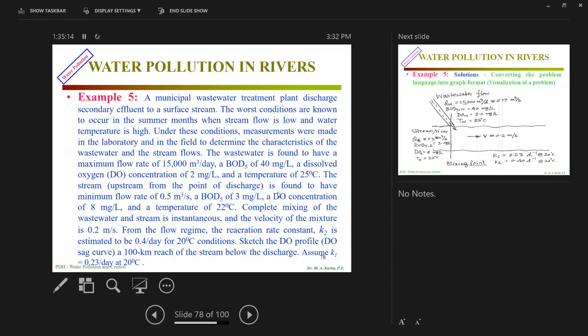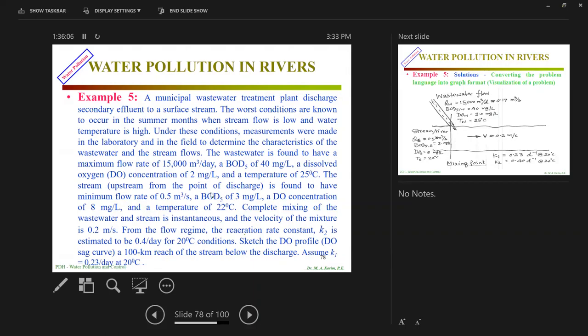And the next thing is the stream upstream from the point of the discharge, which is found to have a minimum flow rate of 0.5 meter cube per second. Remember that this is meter cube per day and this is meter cube per second. We have to bring them to one unit. Then BOD5 of 3, dissolved oxygen is 8, and temperature is 22. Complete mixing of the wastewater and stream is instantaneous, so right away it happens. And the velocity of the mixture is 0.2 meter per second. That's the velocity of the water flow, not the flow rate. From the flow regime, the reaction rate constant K2 is equal to 0.4 at 20. Sketch the BOD profile up to a 100 kilometer range, and assume K1 is equal to 0.23.